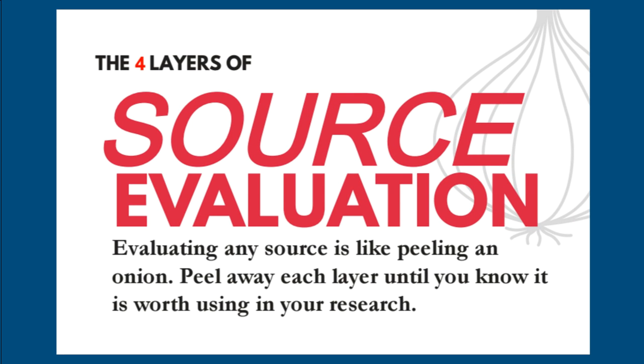So there are 4 layers of source evaluation, or 4 steps in evaluating our sources. We can use that metaphor of peeling away an onion. And when you peel away each layer, you continue to peel away each layer until you know it is worth using in your research. So you want to look at all 4 of the layers when you're evaluating a source.